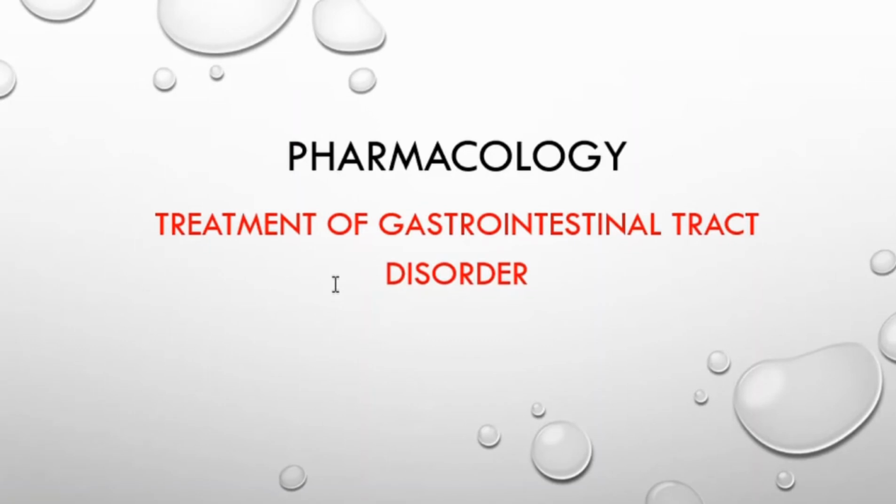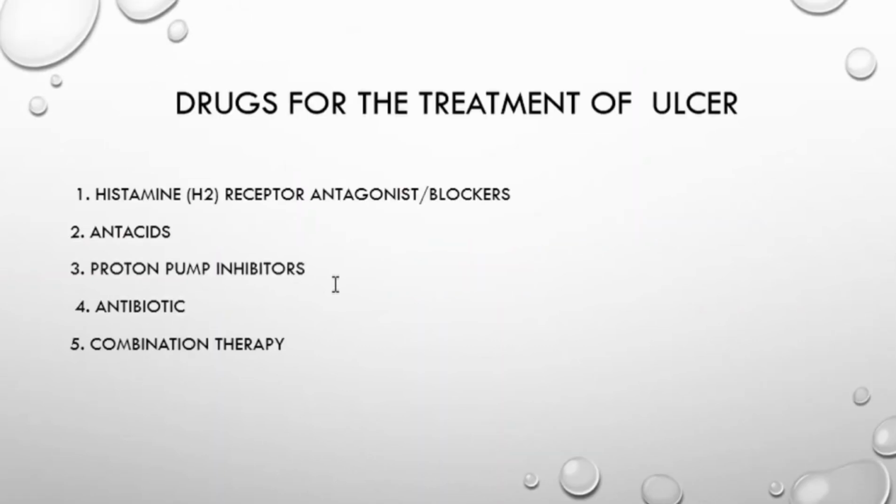So let's talk about the treatment of gastrointestinal tract disorders. We have to be specific. Let's talk about the treatment of ulcers. So what are those? We have five: the histamine H2 receptor antagonist blockers, antacids, proton pump inhibitors, which is the PPI, antibiotics, and the combination therapy.